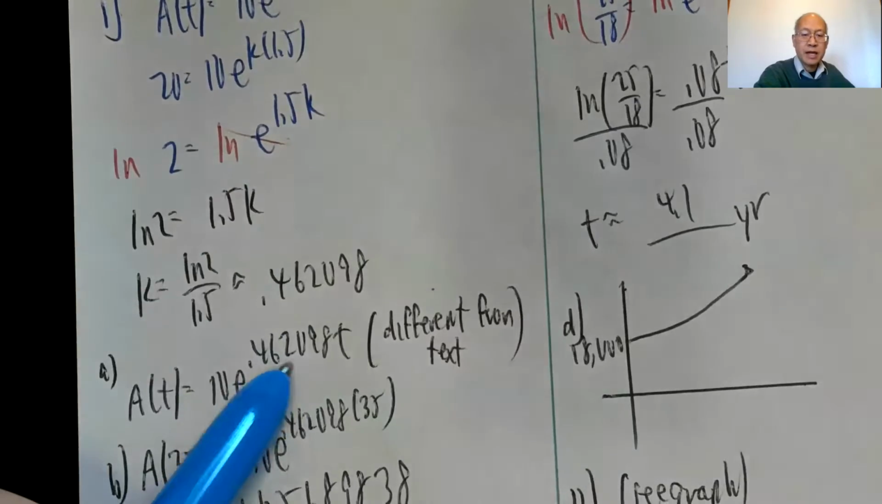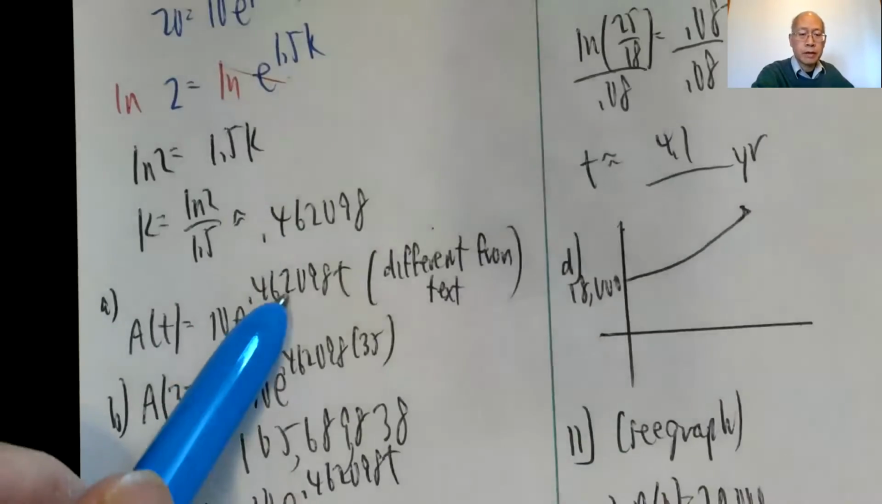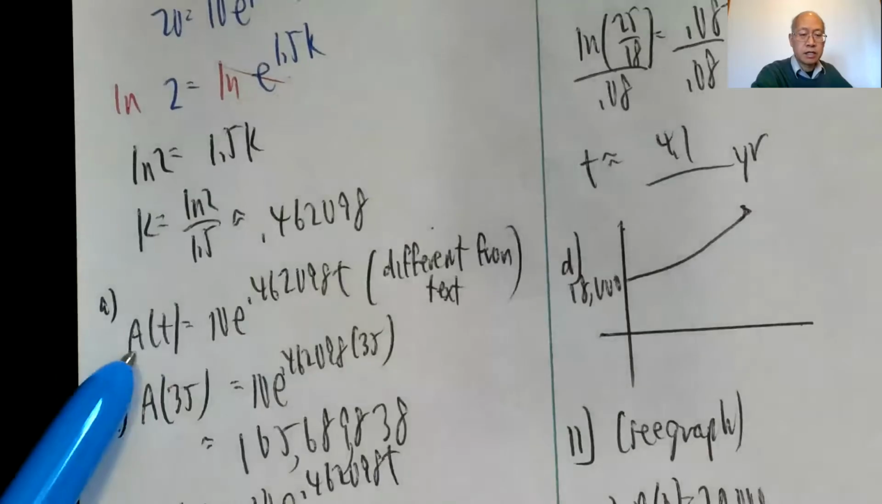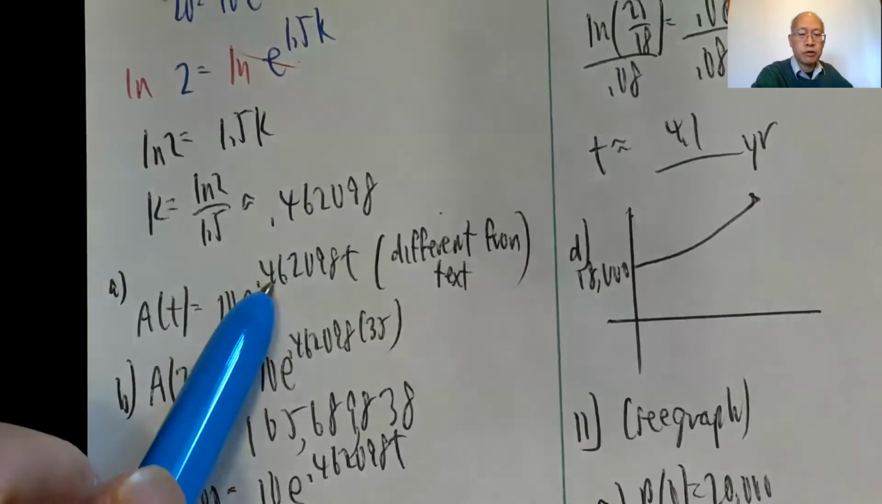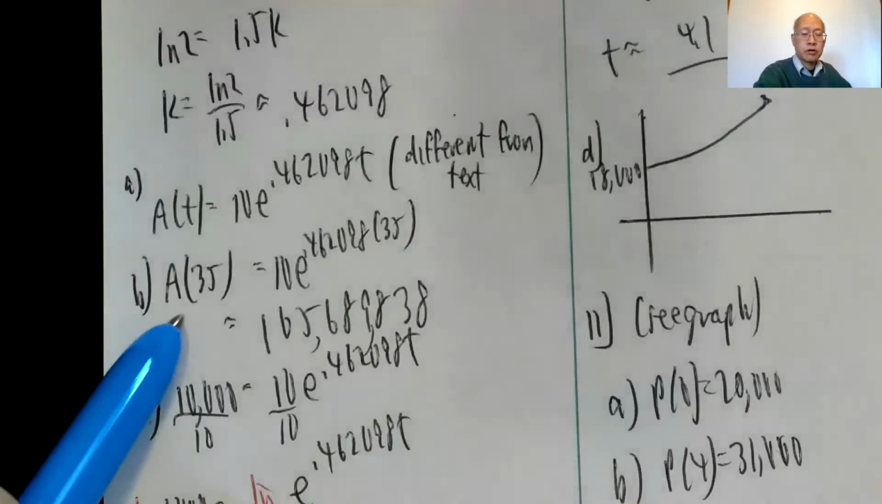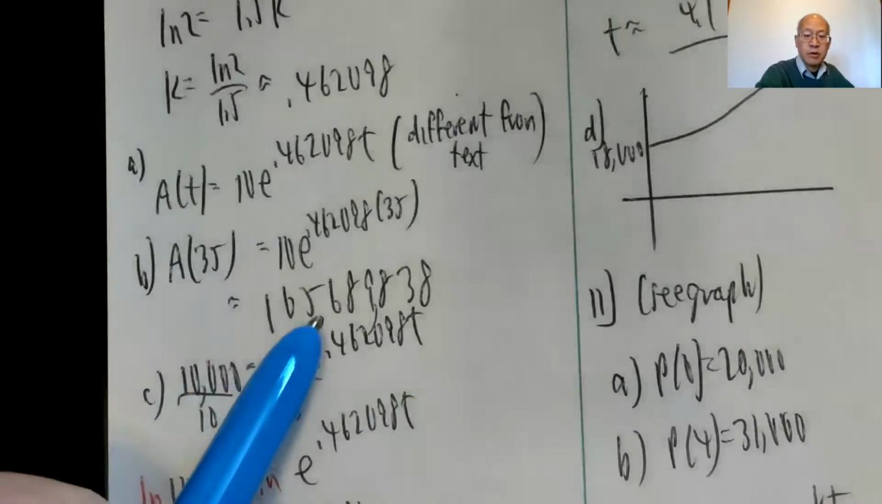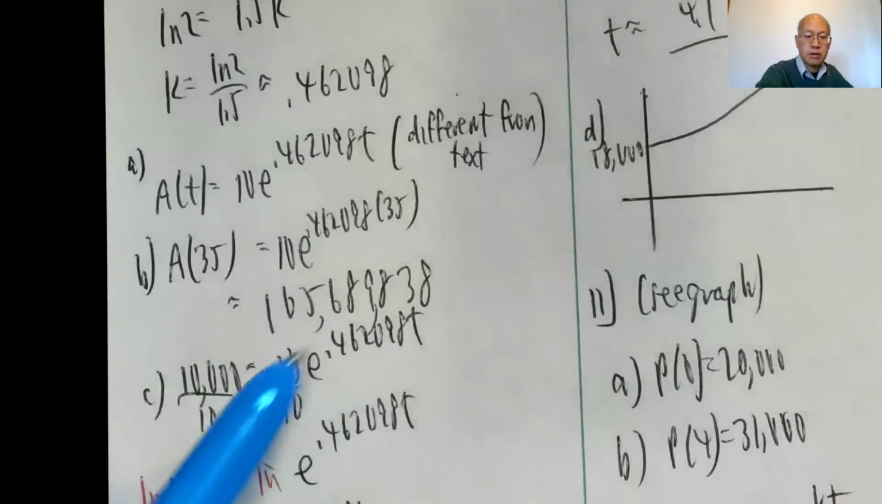So I plug that back in. Again, that's different from the text. The text wants 2 to some exponent. We're always going to do base e. So A of t is 10 e to the 0.462098t. Now they want you to plug in 35. Punch it in the machine: 105,689,838.